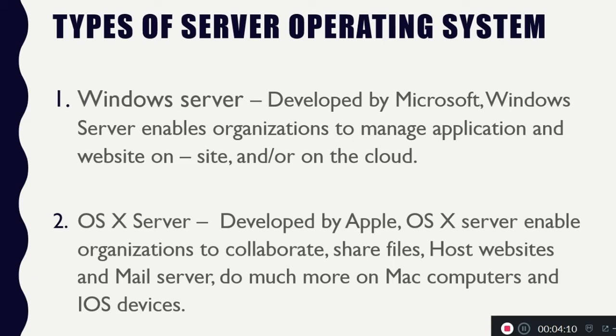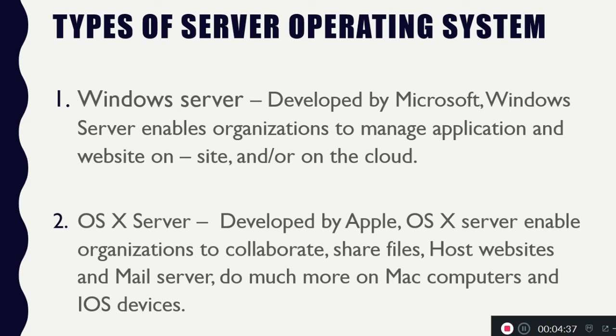Now moving forward, let us learn about the types of server operating system. First one is Windows Server, developed by Microsoft, which enables organizations to manage applications on websites or on the cloud. Basically, its work is to manage websites and applications on the cloud. Cloud is a storage where an organization keeps its important files or data, and that can be retrieved by any person using that particular server developed by Microsoft.